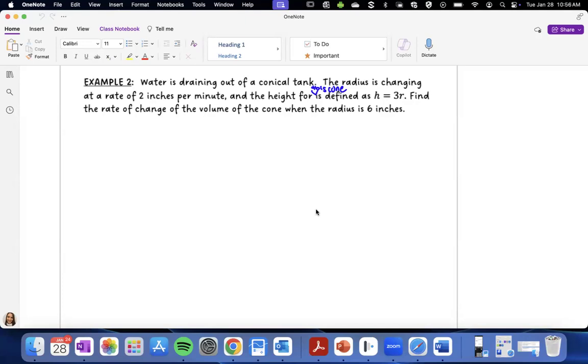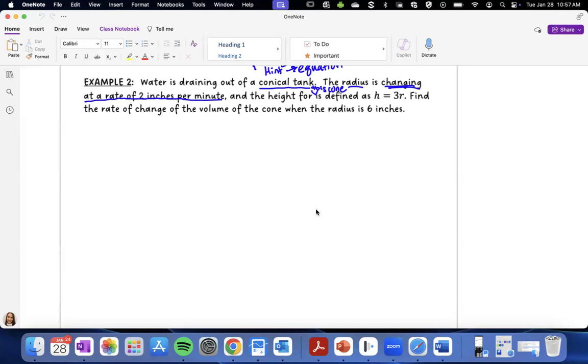So I'm going to go back through, I'm going to say, okay, it's a conical tank. This is your first hint. This is the hint. Because that kind of tells me maybe what equation I might be using, right? Okay. The radius is changing. Remember, calculus is all about the math of changing things. So changing at a rate of 2 inches per minute.